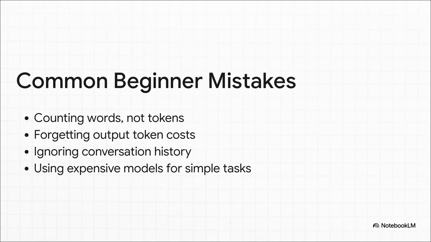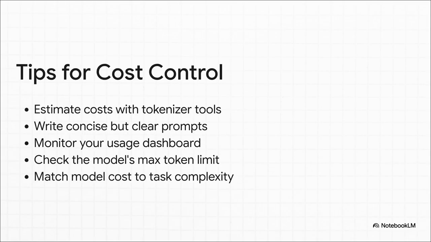Okay, let's talk about the classic beginner mistakes. First, counting words instead of tokens. Second, totally forgetting that the AI's response costs you money too. A big one is ignoring how your conversation history adds up and bloats your input costs. And finally, using a super powerful, expensive model for a really simple task that a cheaper one could have handled just fine. So how do you avoid those traps?